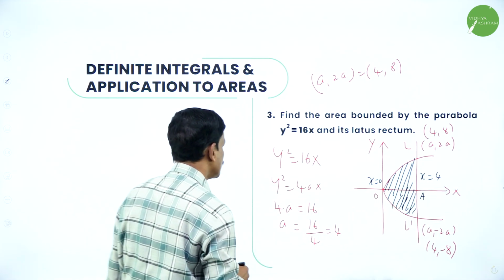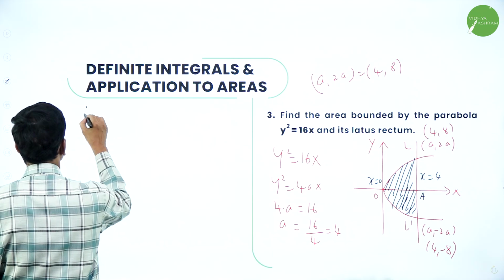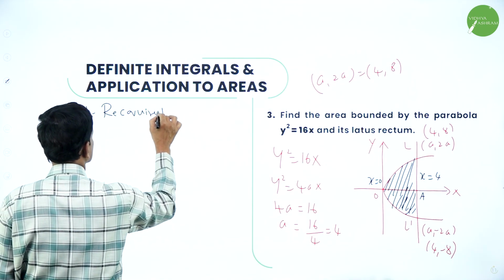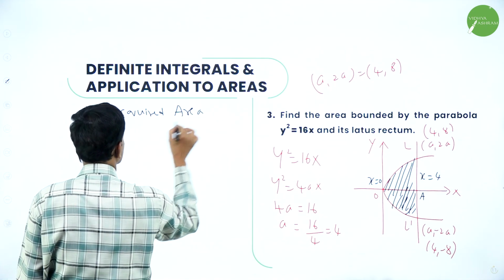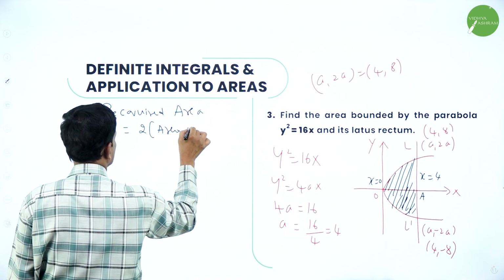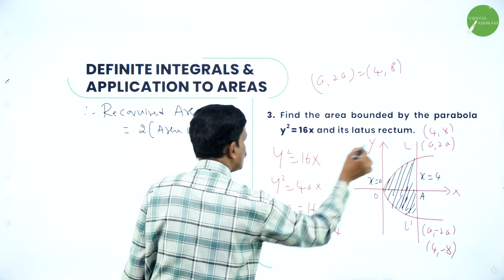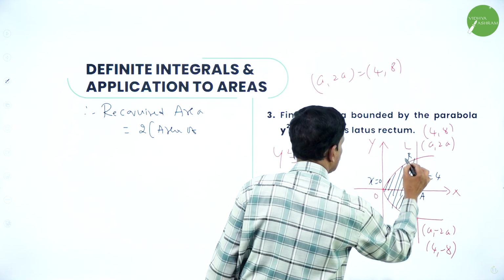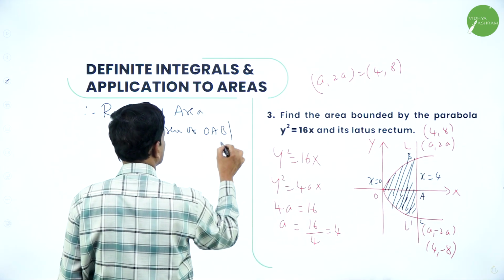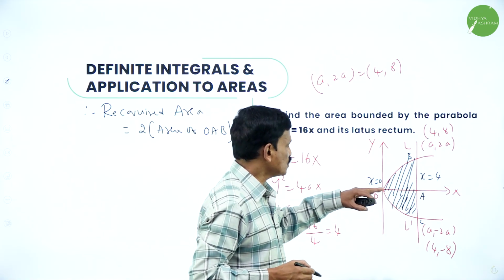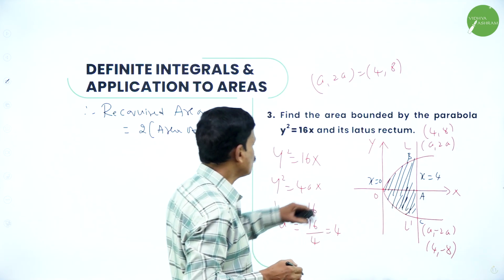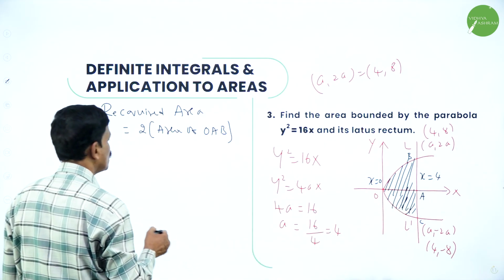These are the ordinates. Now therefore the required area is equal to 2 times the area of OAB. Let us represent this as B and this as C. OAB. Right. So there are two parts. Just find out the area of one part, this OAB, and multiply by 2. So the required area is equal to 2 times the area of OAB.